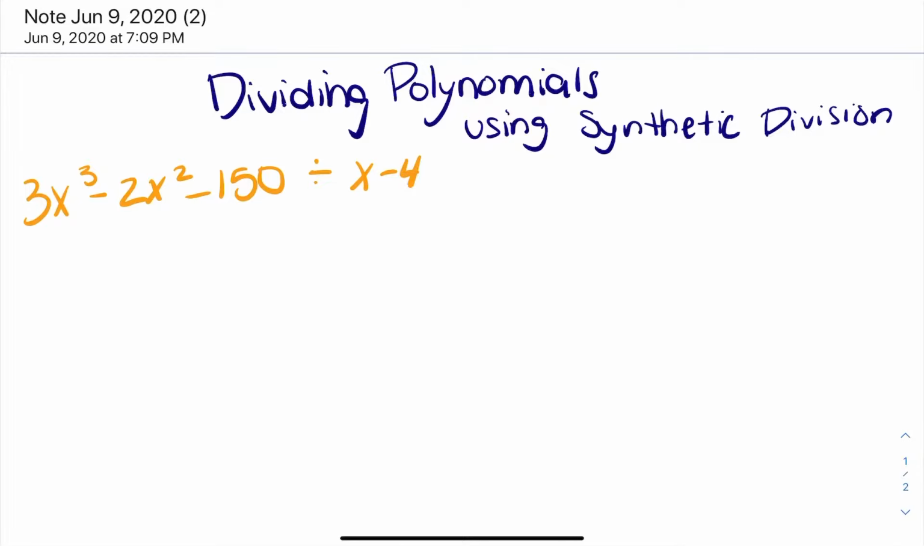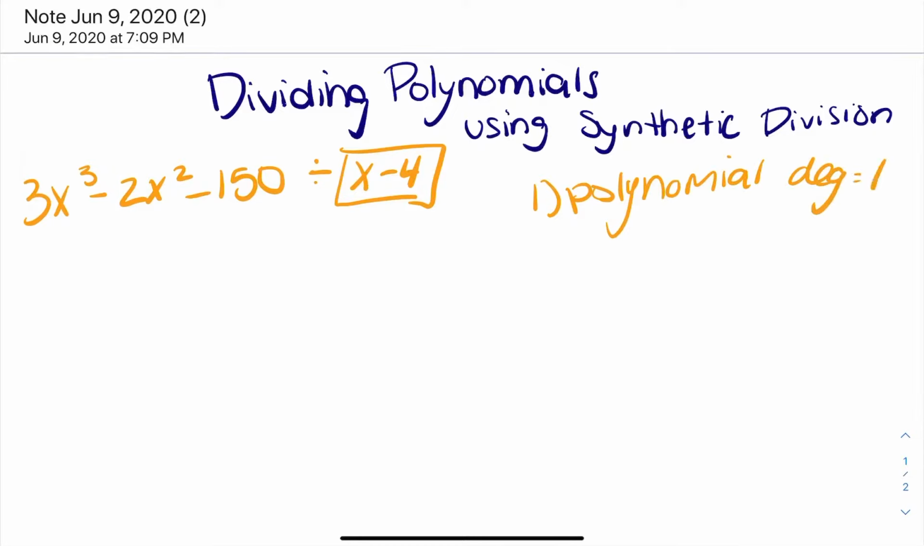In any case, for synthetic division, your denominator has to be a polynomial of degree 1. And you also have to have your coefficient equal to 1 in the denominator. So in this case, x minus 4 satisfies both of those requirements, so you could use synthetic division on this problem. First, you're going to start off by taking your coefficients for all of the variables.